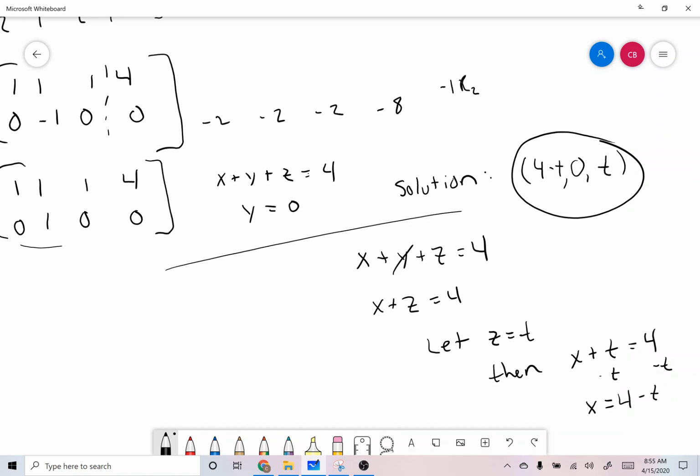And so you can see these are dependent. I think it's always the case that they're dependent if you have more variables than equations.